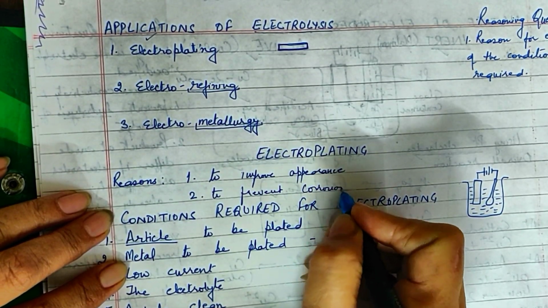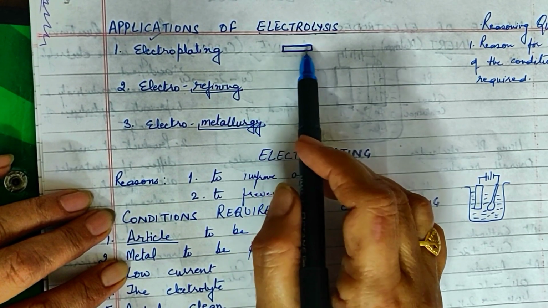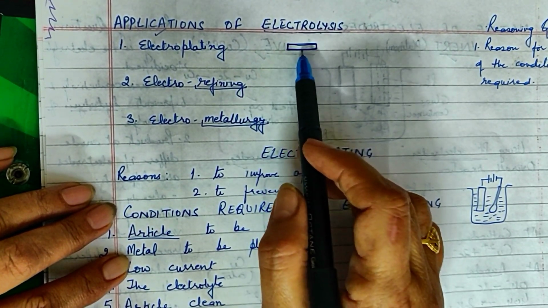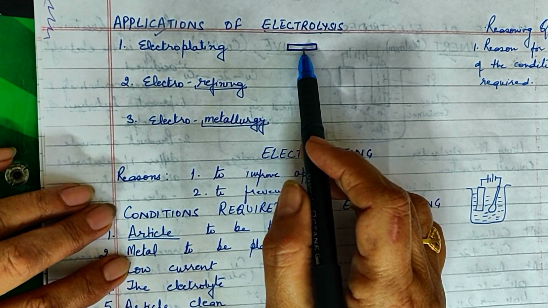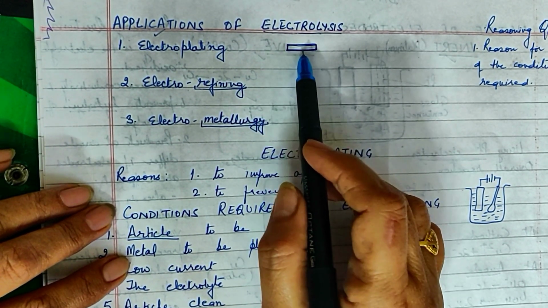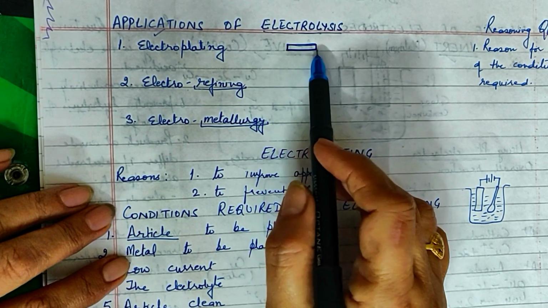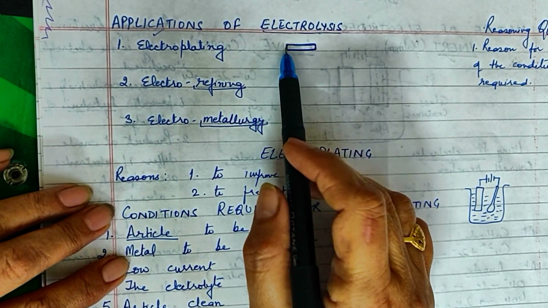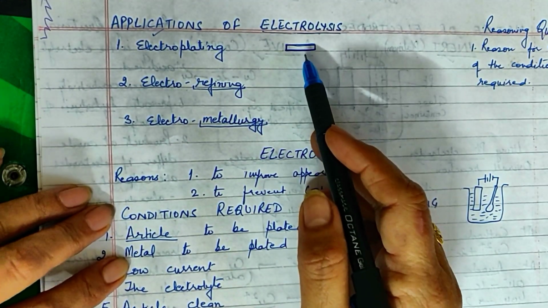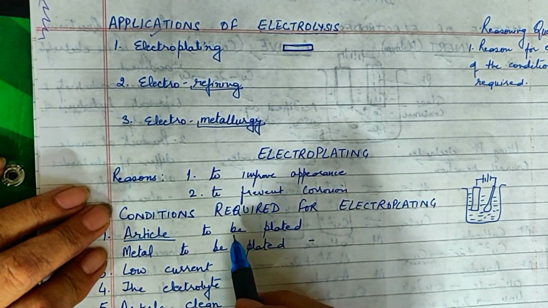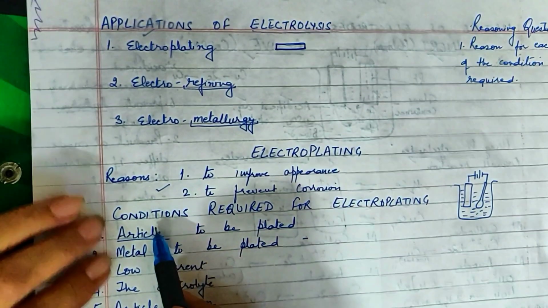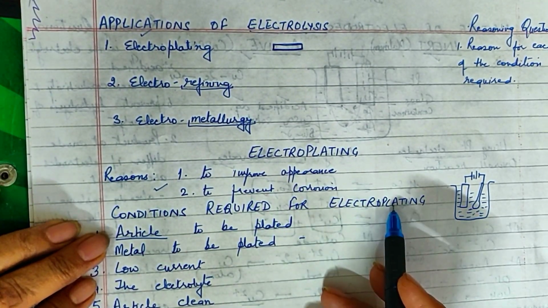For example, I had taken an example of iron, a piece of jewelry made up of iron. If you continue using it as a piece of iron, then it is likely to rust after a while. So in order to prevent the rusting, what we do is we just coat it or cover it with another metal. With the result, the metal inside does not corrode. So these are the two reasons why the electroplating is done. Important. Now, what are the conditions which are required for electroplating?